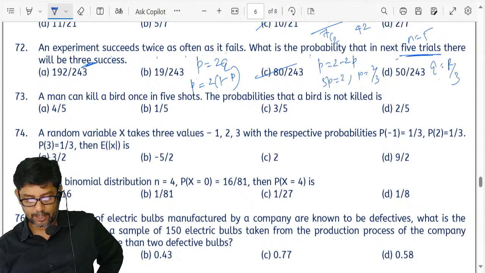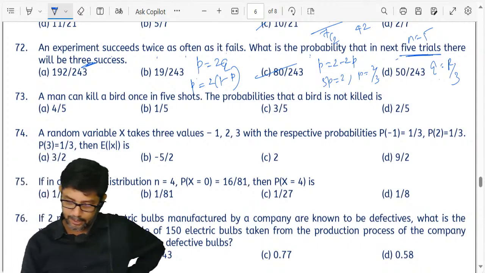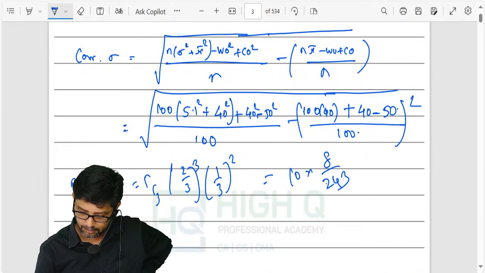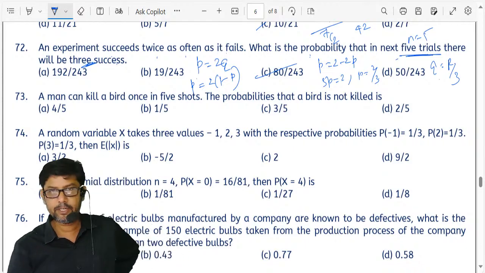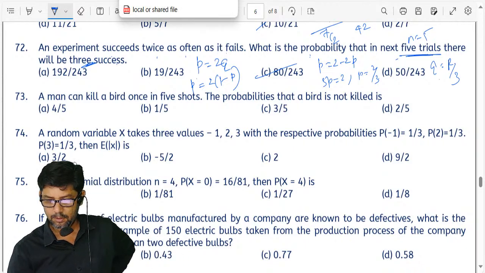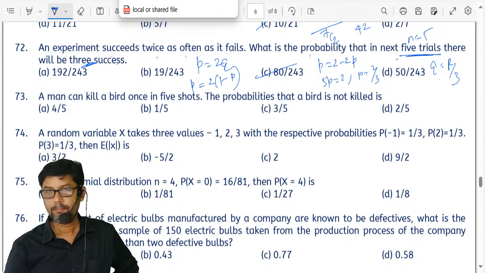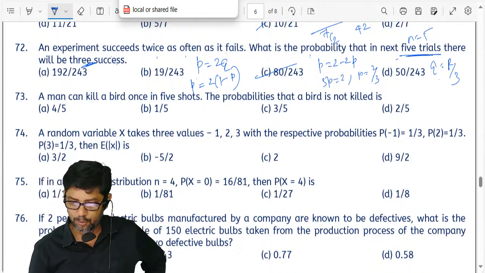MRP, how did you get 192? Everyone is getting 192, why? 3 successes, right? Number of trials is 5. How did everyone get 192? I don't know. Because 5C3 is 10, the answer should be a multiple of 10 only. Now, how did you get 192?